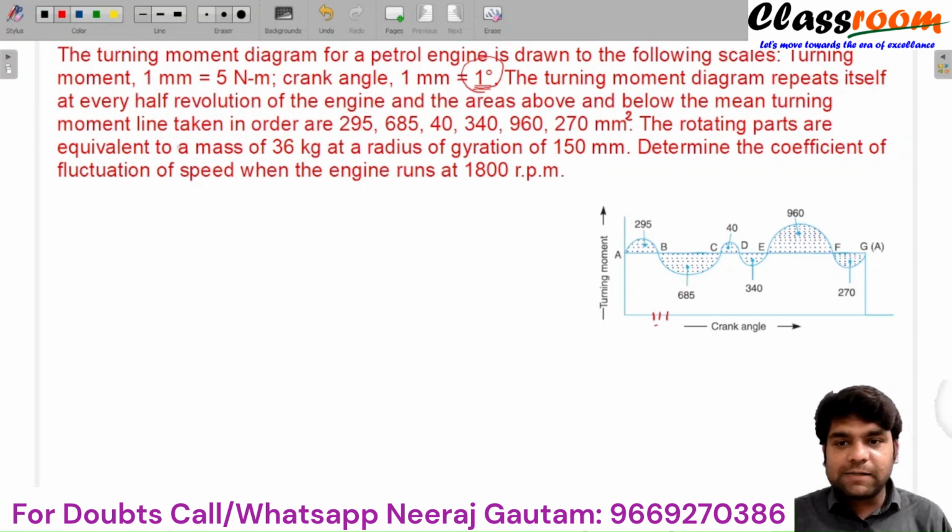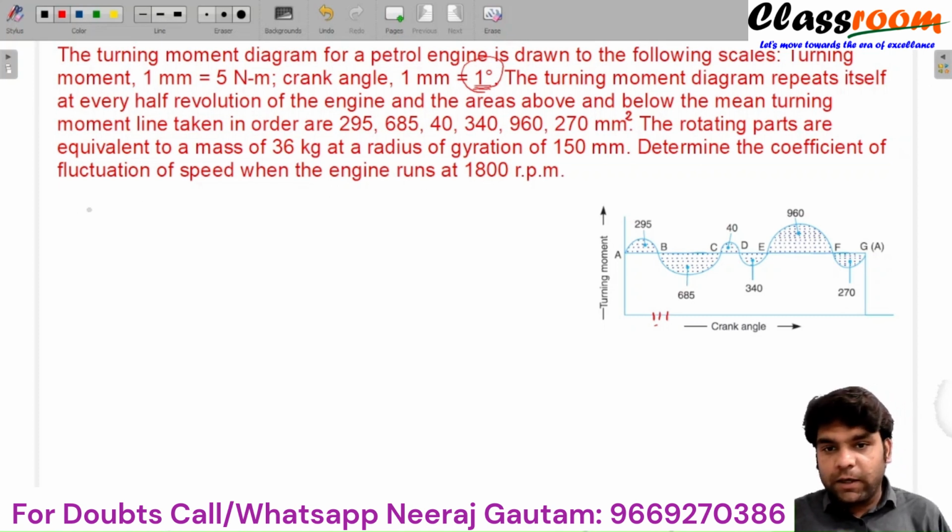The rotating parts have an equivalent mass of 36 kg, and the radius of gyration is 150 mm. Determine the coefficient of fluctuation of speed of the engine when it is run at 1800 rpm.